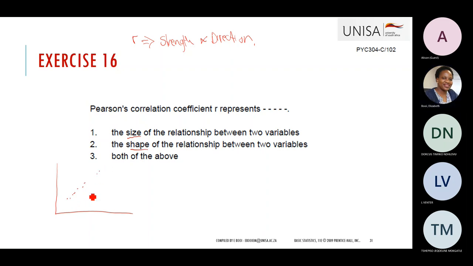If I have this and I say R is positive, just going to add a few more so that I don't get confused. So if I look at this, your R, what does it represent in terms of this? Does it represent the shape? What does the shape mean? Does the strength talk to the shape, or does the size talk to the shape or the strength? Because they can both. Yeah, it's a tricky one.